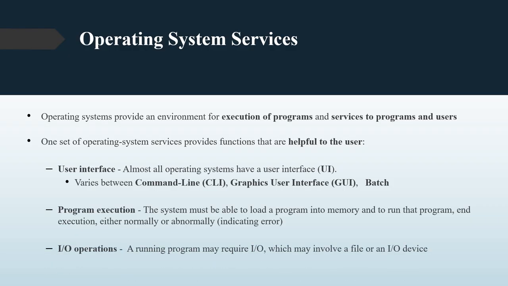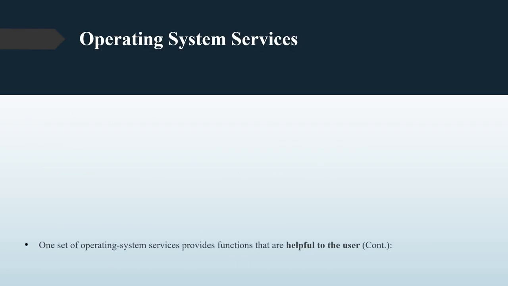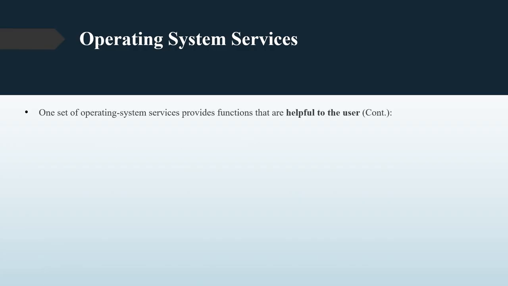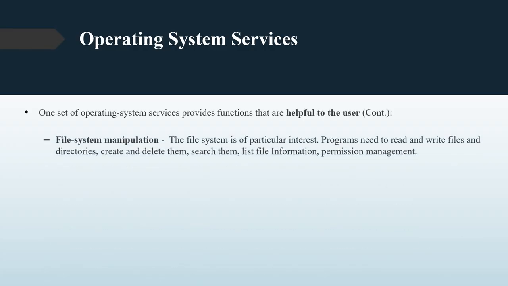The next thing is the IO operations, input output operations. If the program is running, it needs some input and output. So it may involve a file or otherwise input output devices, from which it will be taking. And the next service, which also helps the user, is file system manipulation. What manipulations do we generally do under the file system? Reading files, writing to files, or changing directories. All of these are involved under file system manipulation.